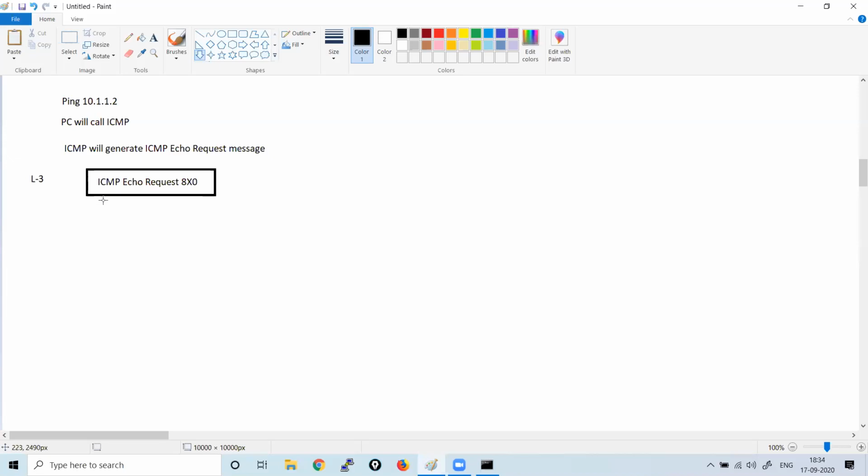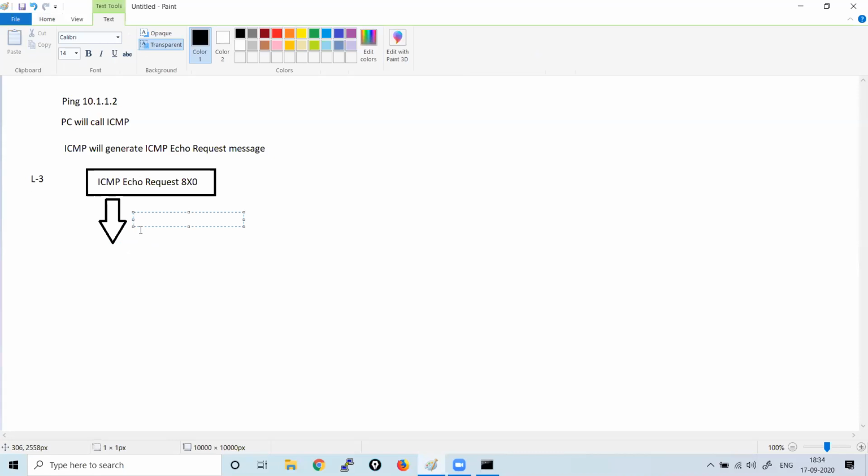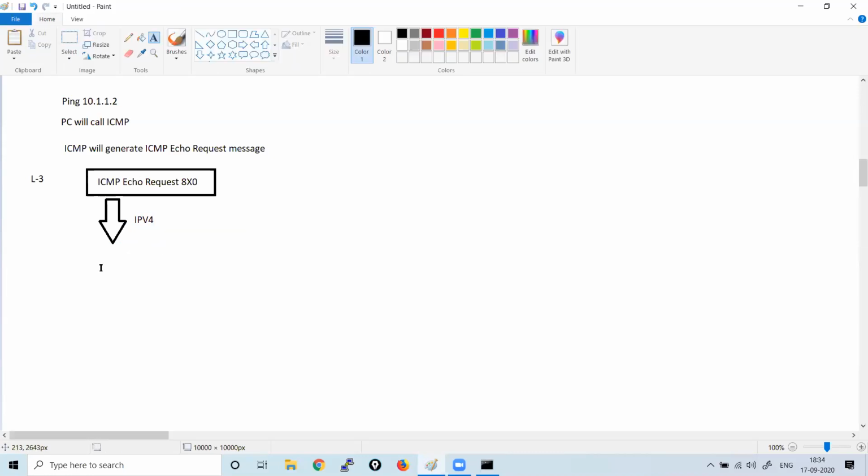Okay. Packets. See, apply your logic. It is handed over to which layer, which protocol? Inside layer 3 only, it is handed over to which one? Along with the ICMP.